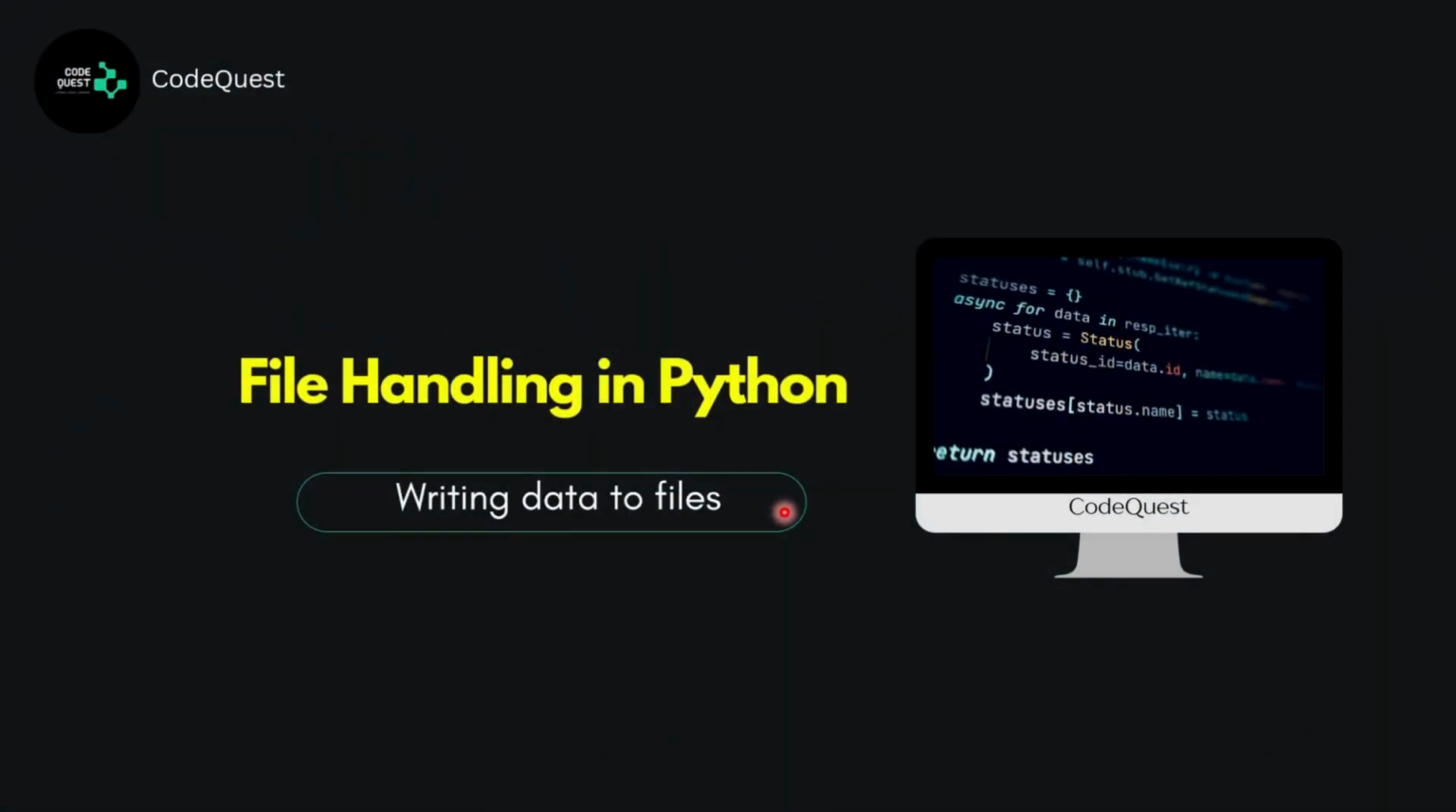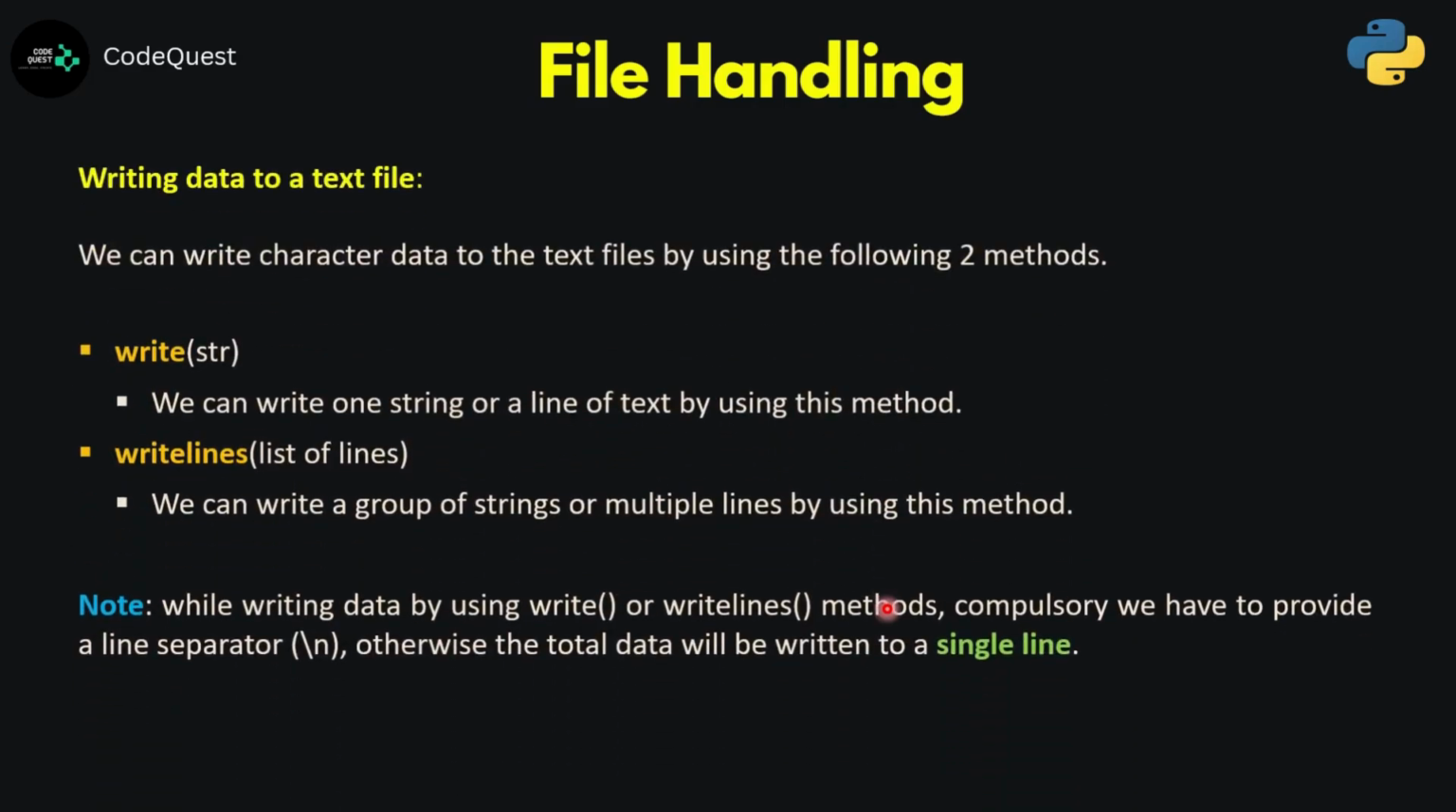So let us now see how we can write some data to a file. For this purpose, Python has provided us two methods. One is write, the other one is writelines. With write, we are allowed to write one string, or we can say a line of text, whereas in case of writelines, we are allowed to specify a group of strings or multiple lines.